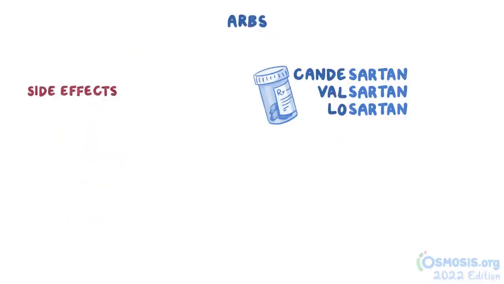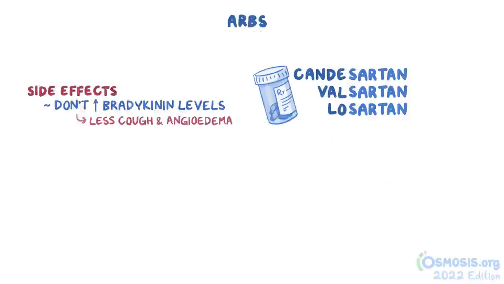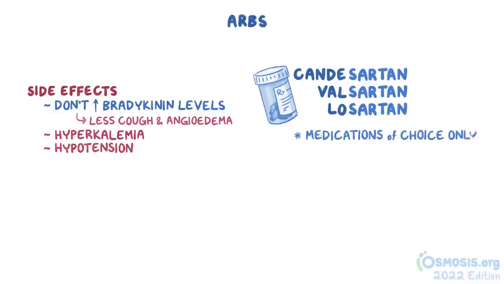Unlike ACE inhibitors, they don't increase bradykinin levels in the blood. Hence, they cause less cough and angioedema. Other than that, the adverse effects of angiotensin II receptor antagonists, just like ACE inhibitors, are hyperkalemia and hypotension. Despite having an apparently safer profile than ACE inhibitors, angiotensin II receptor antagonists are the medication of choice only if ACE inhibitors cannot be tolerated.